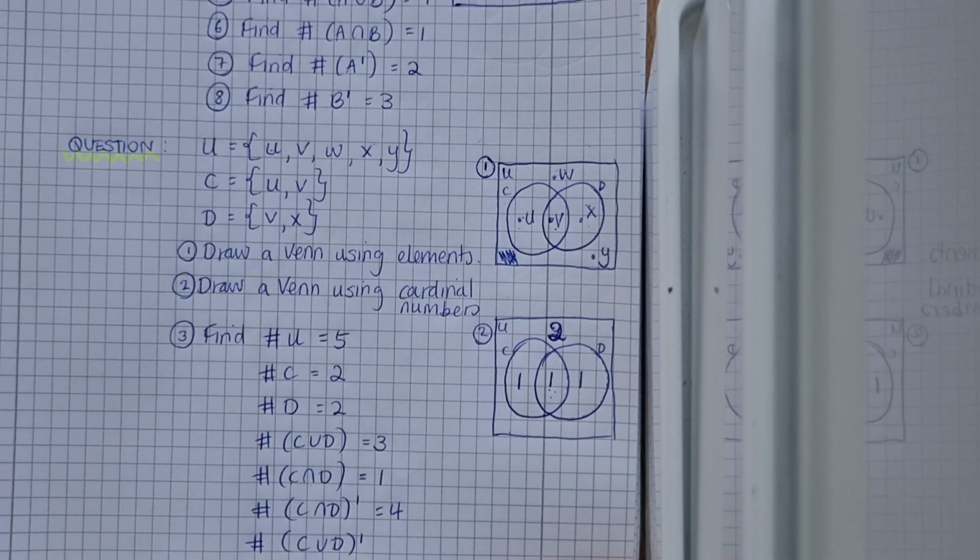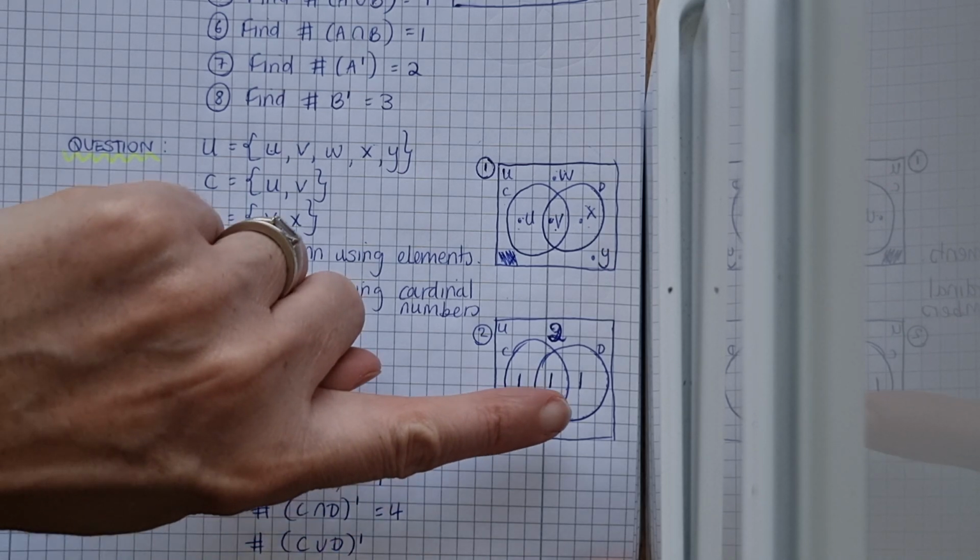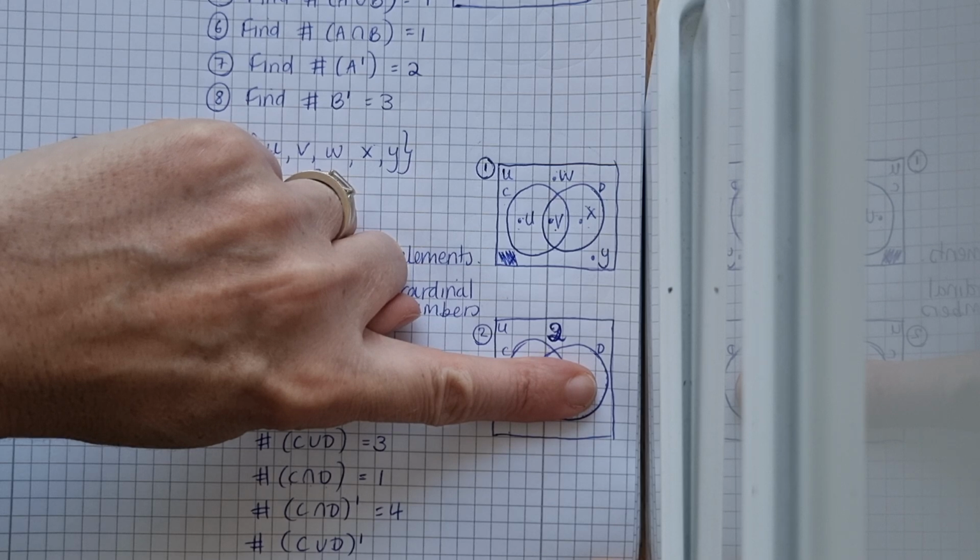And then finally, to finish it all off, I've got C union D complement. That means I want to cover over all of C union D. And what do I see that's left? Just a 2.